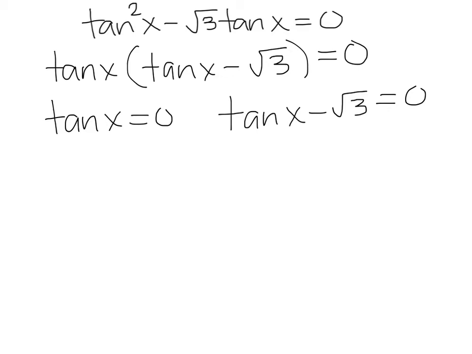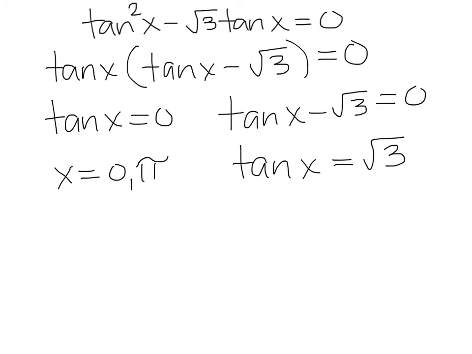Going back to the equation on the left, remember tangent is sine over cosine. That will equal 0 when the numerator equals 0. So where is sine equal to 0? That occurs when x is equal to 0 or pi. So the tangent of x equals 0 at 0 and pi. On the right-hand side, you're going to add the root 3. So the tangent of x is equal to root 3.